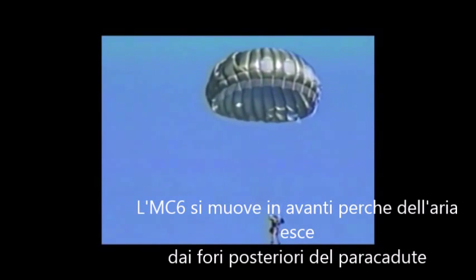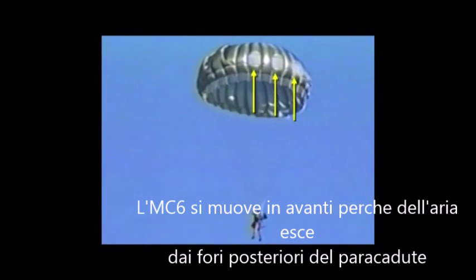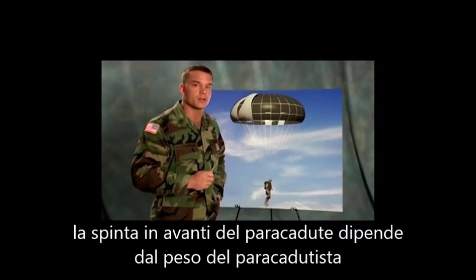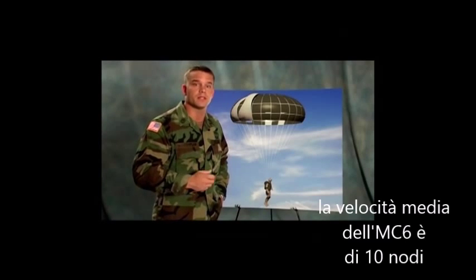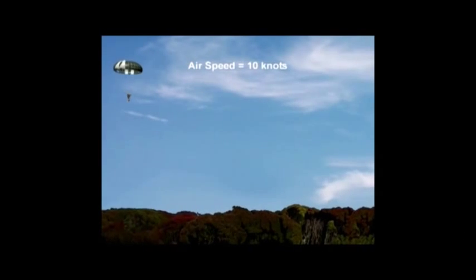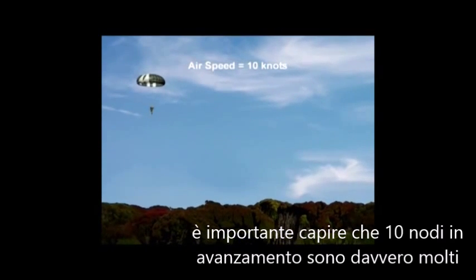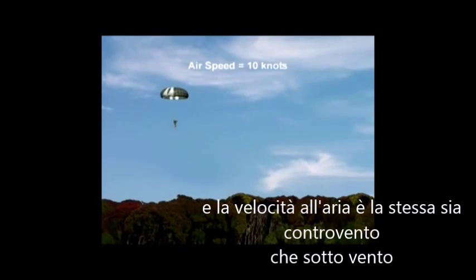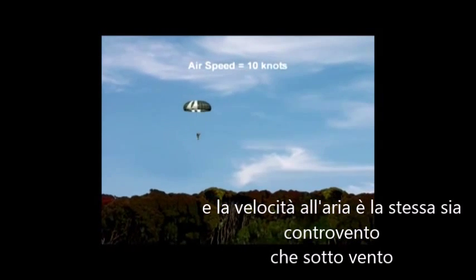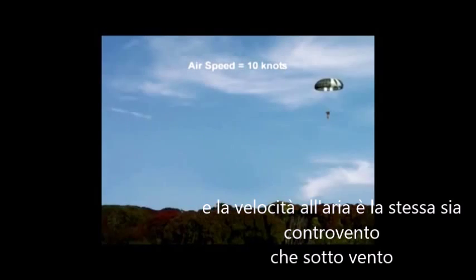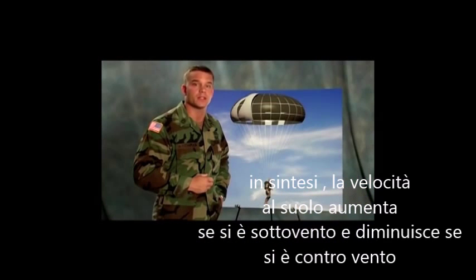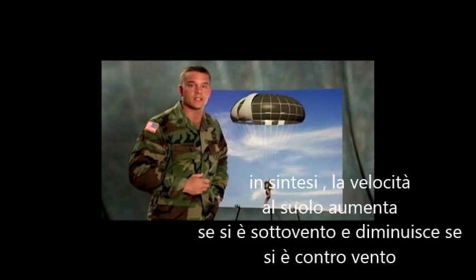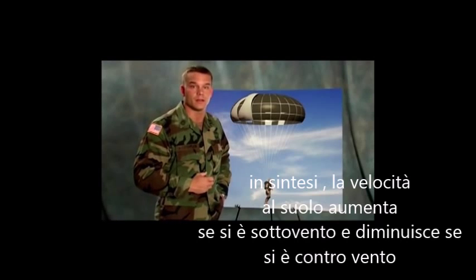The MC6 moves forward because air is vented out of dry modifications in the back of the canopy as it descends. The forward speed of the parachute depends on the weight of the jumper. The average speed of the MC6 is 10 knots. It's important to understand the term forward speed really means airspeed. The airspeed of a canopy is the same whether it is faced into the wind or faced downwind. However, ground speed increases when a canopy is faced downwind and decreases when the canopy is faced into the wind.